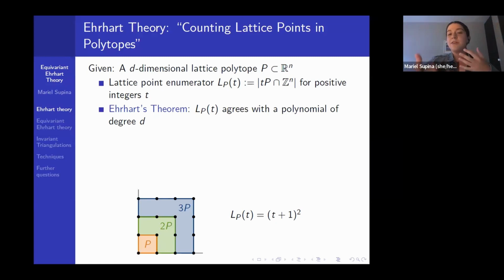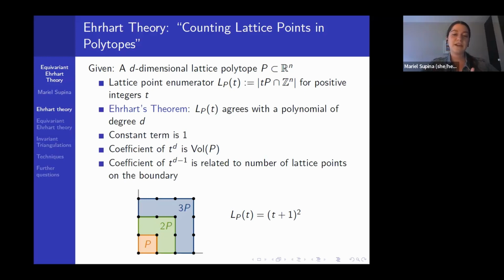So a priori, this is just a sequence of numbers indexed by positive integers, but remarkably, Ehrhart's theorem tells us that this agrees with a polynomial of degree d, where d is the dimension of the polytope. So if you look at the example at the bottom of the slide, you'll see that if P is our unit square, then we have 2P and 3P, and we can see the pattern of the number of integer points is, well, in P we have 4, in 2P we have 9, in 3P we have 16, and the lattice point enumerator ends up being (t+1)^2. And we call this the Ehrhart polynomial.